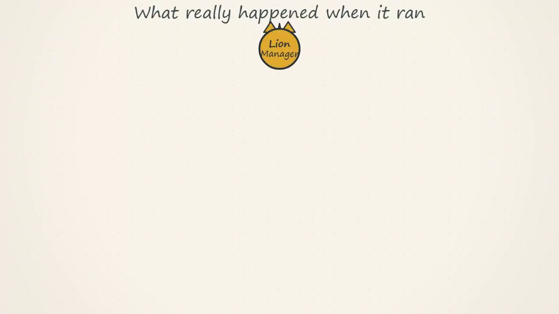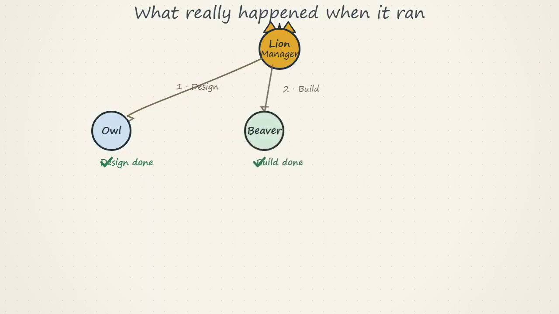Now, let's trace exactly what happened when we ran it, step by step. Task 1, design. The lion delegates it to the owl. The owl returns the plan, the signature, the steps, the edge cases. Task 1 done. Task 2, build. The lion delegates to the beaver. The beaver writes the is_palindrome function. Task 2 done. Task 3, review.